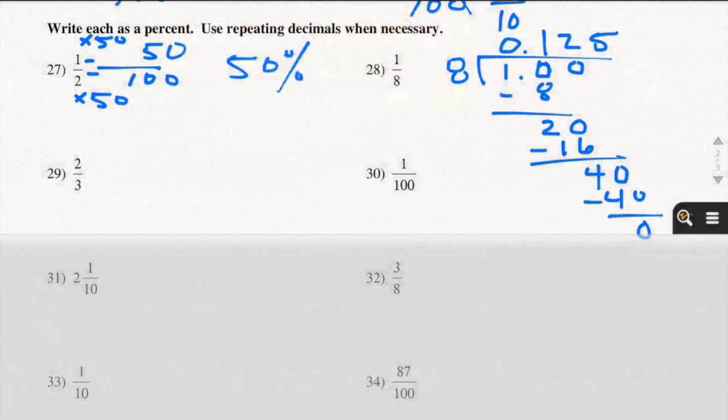Same thing we wanted to do before where we convert a decimal into a percent. We move this decimal over 1, 2, and we end up getting 12.5%.